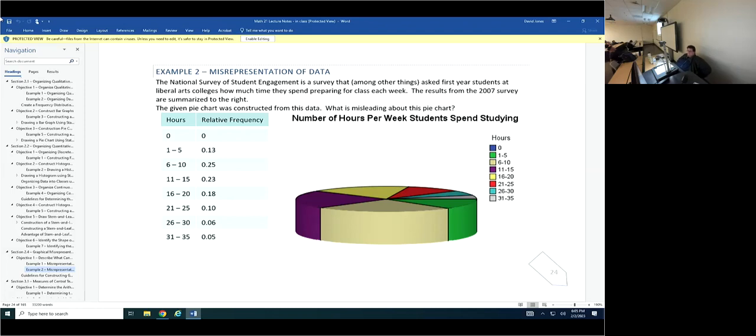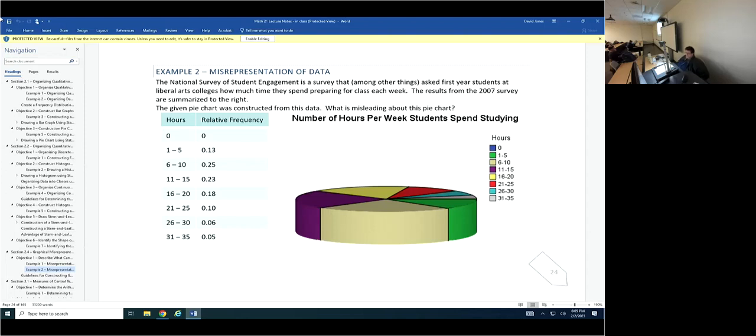All right. This picture here is a pie chart. It says the National Survey of Student Engagement is a survey that, among other things, asks first-year students at liberal arts colleges how much time they spend preparing for class each week. The results from the 2000 survey are summarized to the right. The given pie chart was constructed from the data. What's misleading about the pie chart?